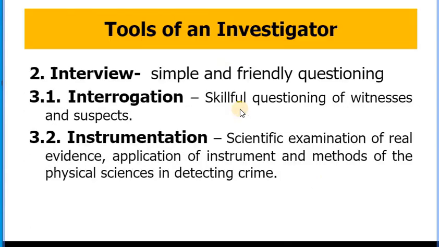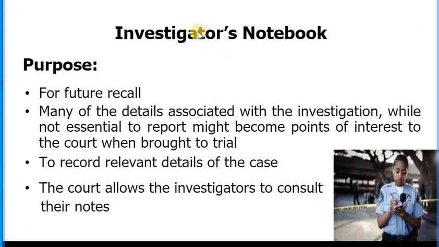Eto, wag na to. Yung kanina lang yon. Sige, sabihin ko na nga. Investigator's notebook, yung parang kanina, bakit lagi siyang magta-take down note? Purpose, for future recall. Kasi nga, hindi naman lahat natatandaan nyo.